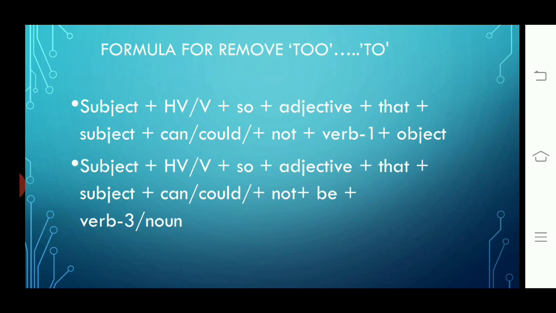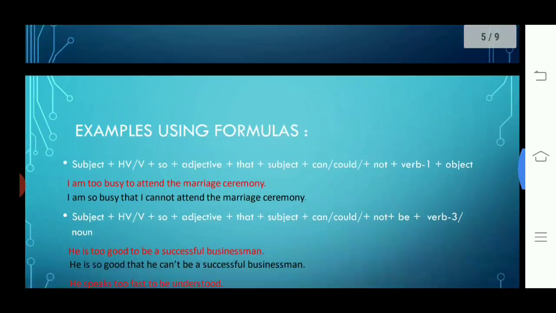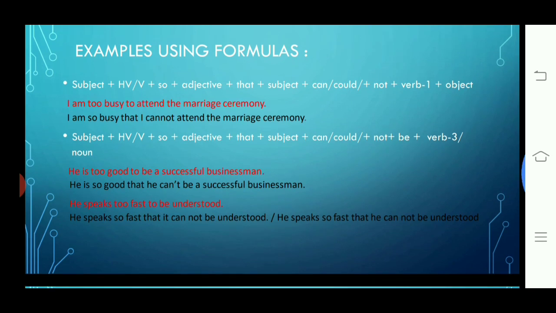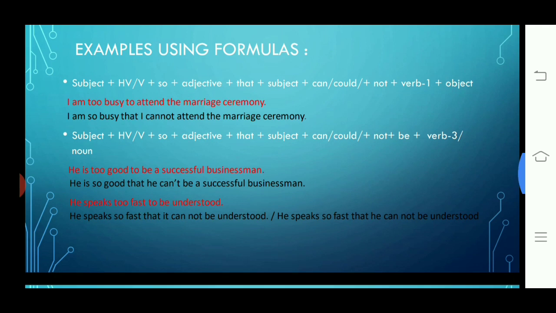There is one important thing I would like to mention. Whenever the sentence is given in the present form using is, am, are, we have to use 'cannot'. And whenever the sentence is given in the past form using was, were, we always have to use 'could not'. And when we have to use noun, verb third form, we will see in the next slide taking some examples.